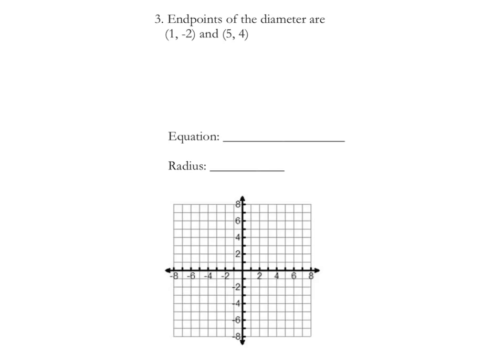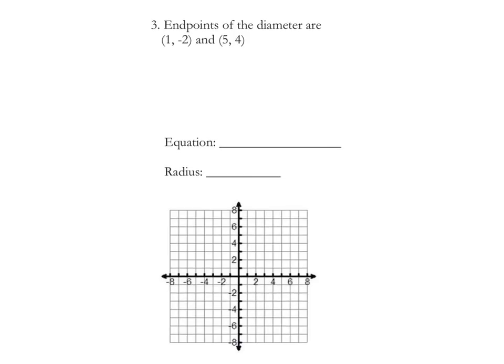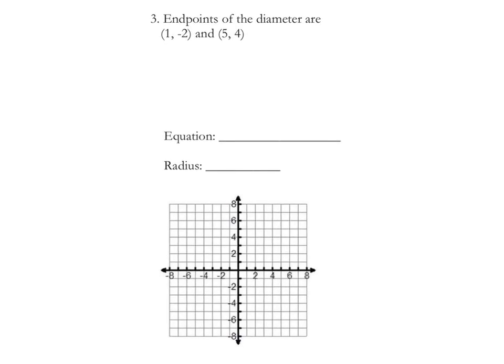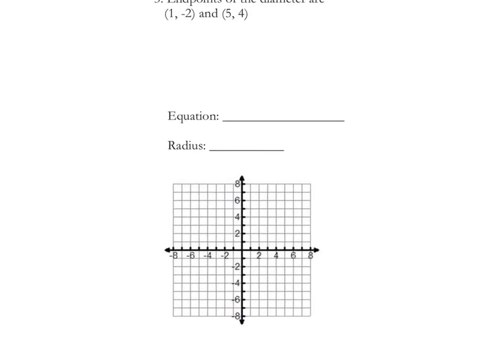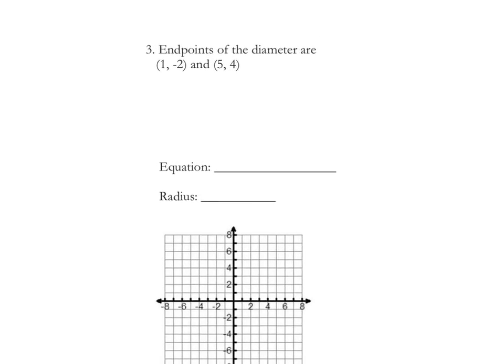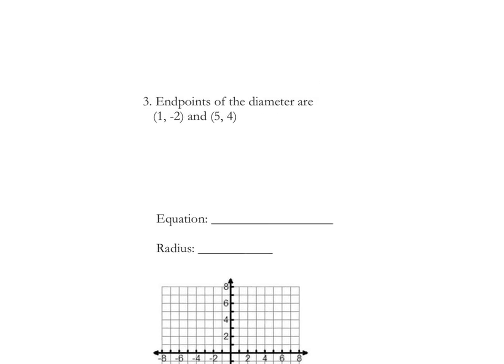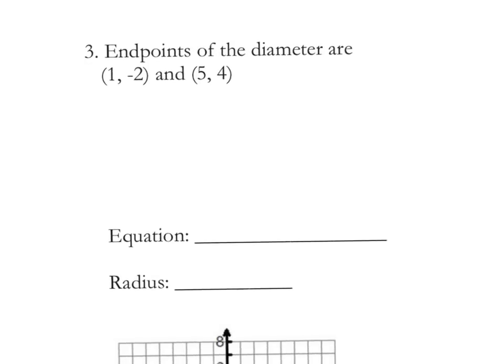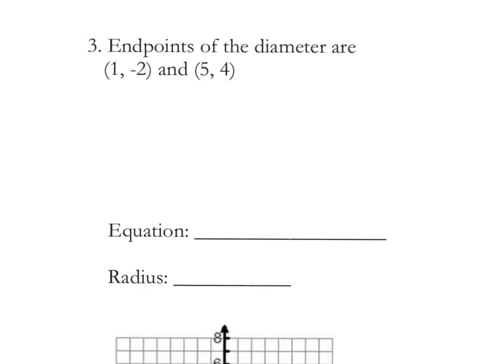All right, guys, number 3, we have that the endpoints of the diameter are 1, -2, and 5, 4. So we need to find the equation and figure out the radius. And then graph it. All right, so here's the deal. We don't know the center of the circle, but we can do the midpoint formula to find it.